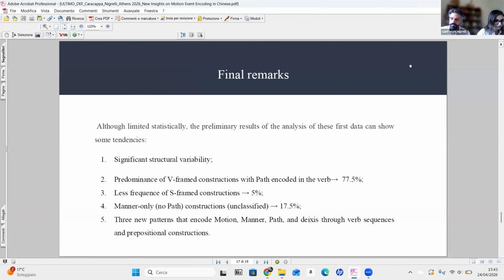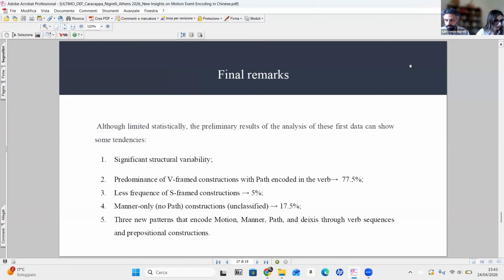To conclude, this study has investigated the encoding of motion events in Chinese through the framework of lexical typology. Although limited statistically, the preliminary results of the analysis of this first data can show some tendency.